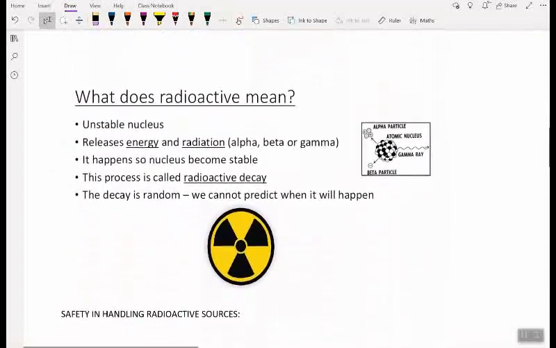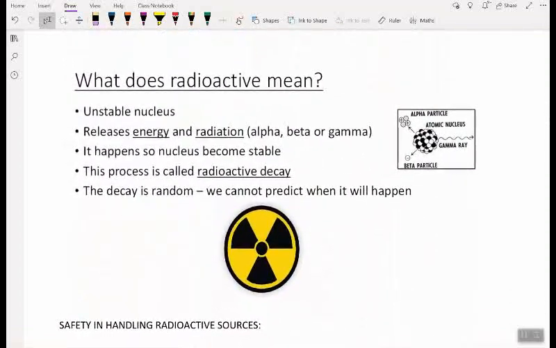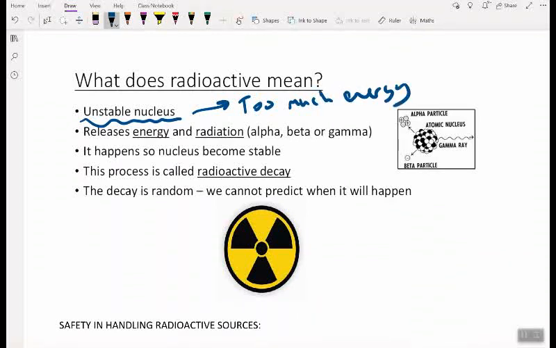So what do we mean by this word radioactive? What's the term actually to do with? That means that there is an unstable nucleus. What do we mean by unstable? It's got too much energy. And to release that energy, to become more stable, it may give off radiation. That may be in the form of alpha, beta, or gamma, or it could give off a neutron as well. So it could be neutron radiation as well.